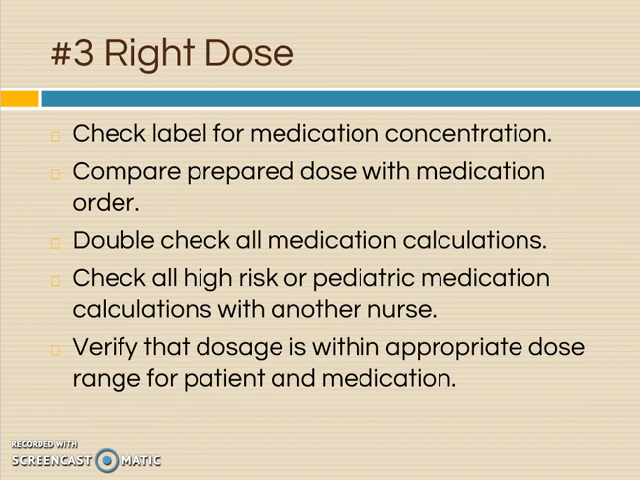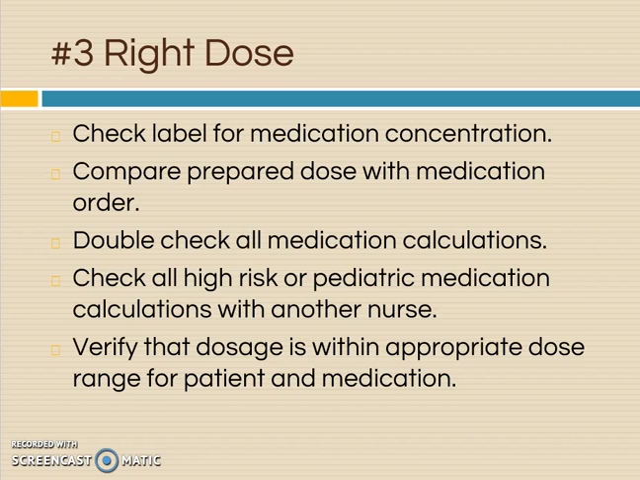The right dose, you want to check the label for medication concentration. It's very important. Compare prepared dose with medication order. Sometimes the pharmacy will prepare it, and you want to make sure that the dosage is right. Double check all medication calculations, which you should be pretty good at. Check all high-risk or pediatric medications, like for instance insulin, heparin, some of those.